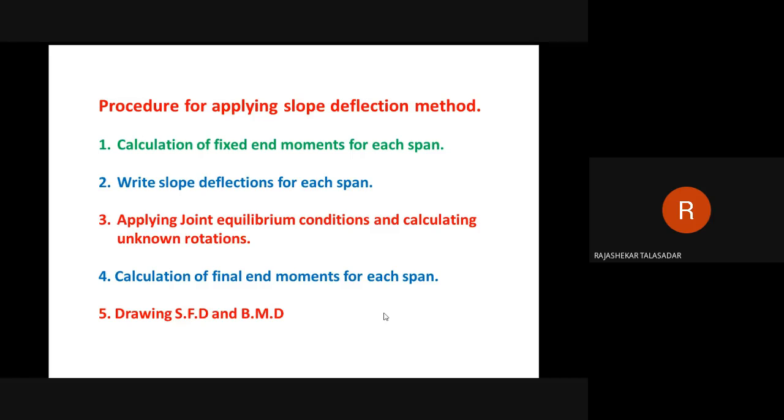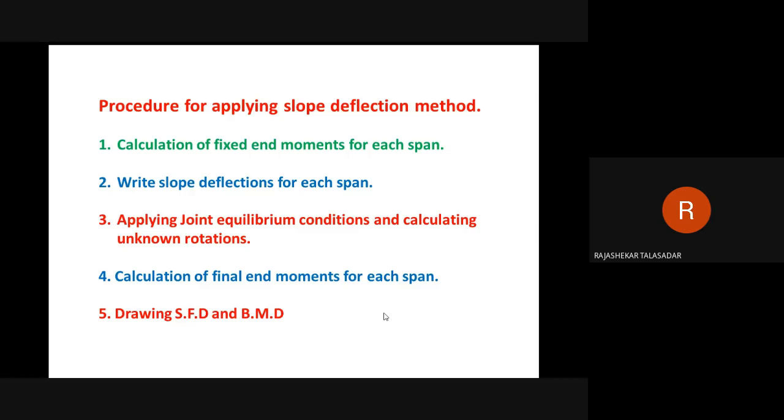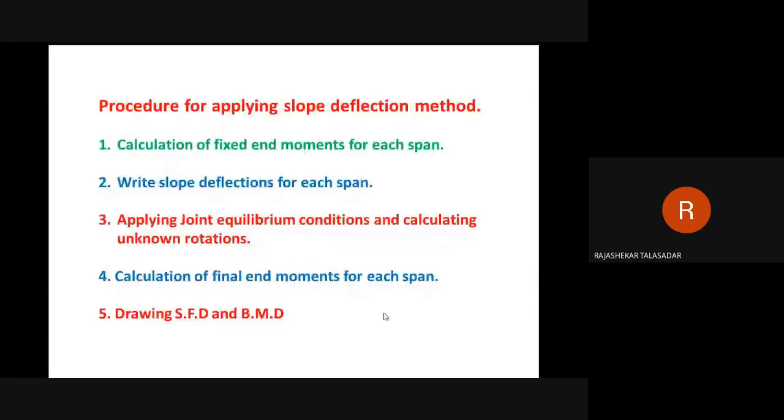Now let us see how to apply this slope deflection method for a given beam. There are 5 steps here. First, calculation of fixed end moments for each span. Second, you have to write down the slope deflection equations for each span. I will illustrate this later. Just I am giving you the steps initially.